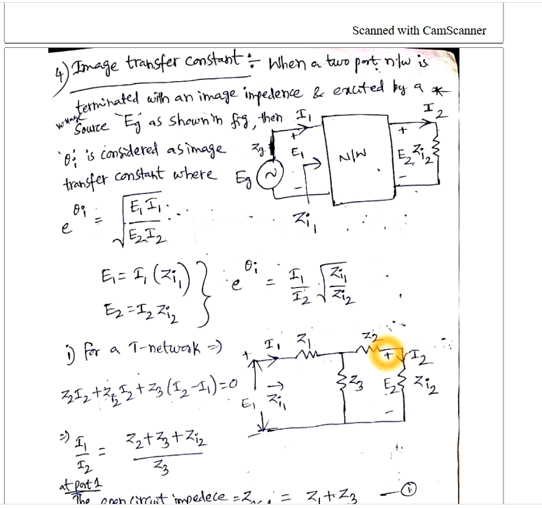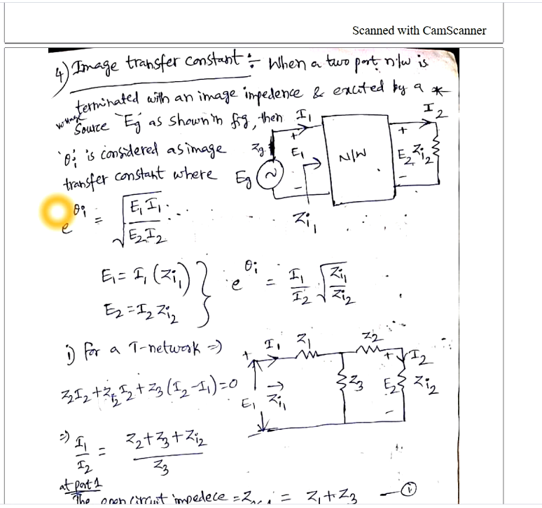Okay, now in this lecture we will see the other image parameter, that is the fourth one, which is the image transfer constant. Here we'll see what it is, how it is defined, and how to derive it. As per this, when a two-port network is terminated with an image impedance and excited by a source EG as shown in the figure, then theta I is considered the image transfer constant, where e to the power theta I is equal to the square root of E1 I1 by E2 I2.